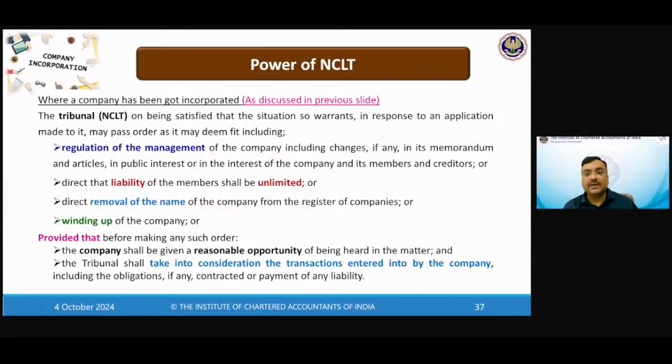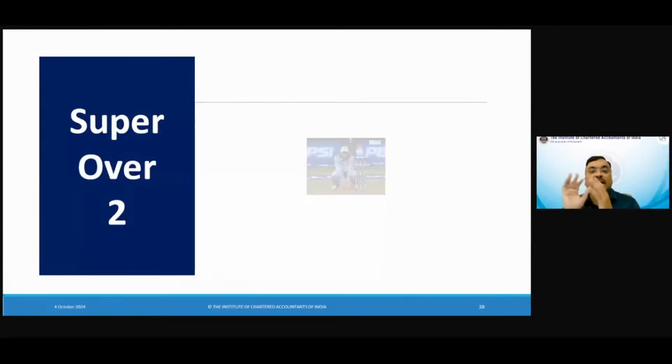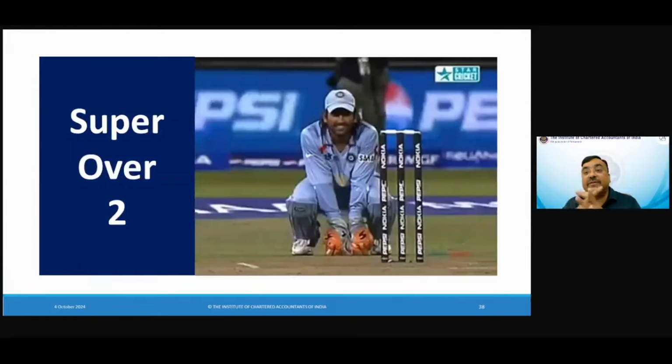Yeah. Now time for Super Over 2. I think this Super Over is connected with the incorporation of company. Be ready, and put any query here in the chat box, and after this Super Over 2 we will have a break of 5 minutes.